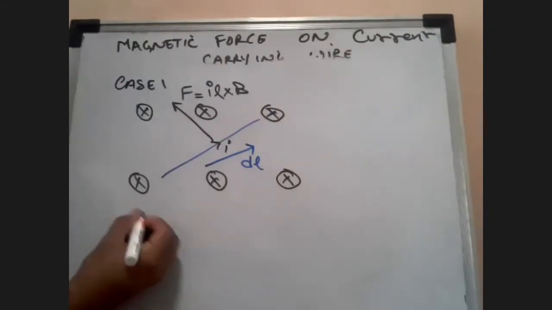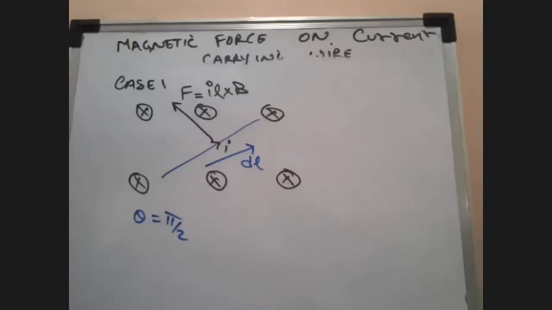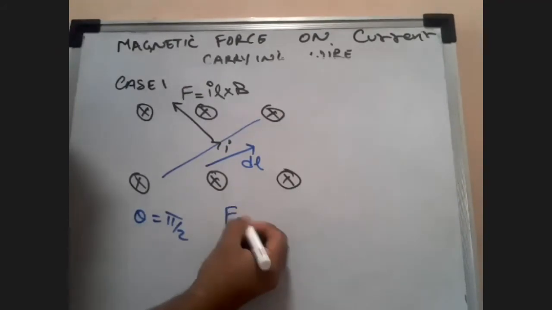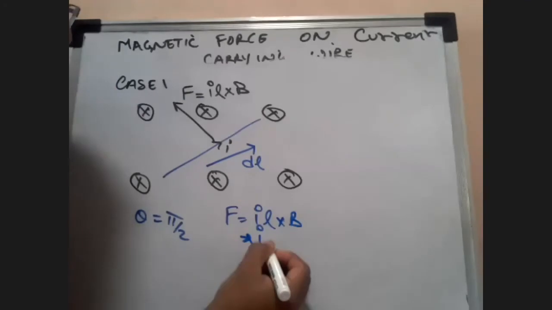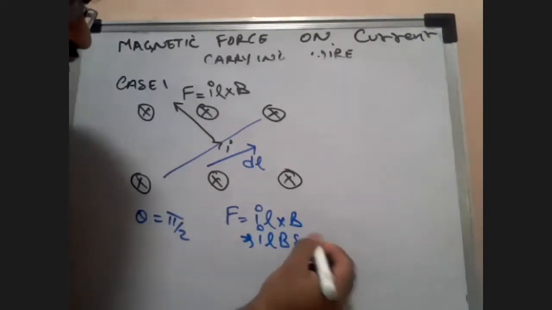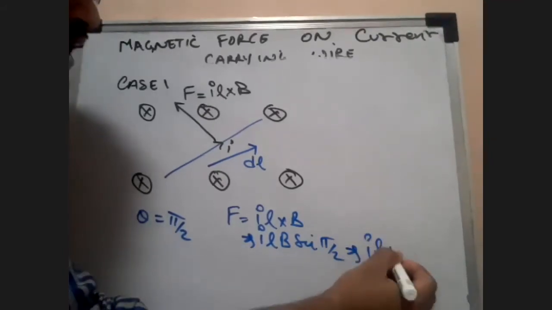Theta equals pi by 2. What is the meaning of this? A segment of straight wire carrying current is kept in a perpendicular magnetic field. You can see the wire and the magnetic field are perpendicular to each other. In that case, theta is pi by 2. And so F, which is equal to IL cross B, will give me ILB sine theta. And sine pi by 2 is 1. So F is equal to ILB.